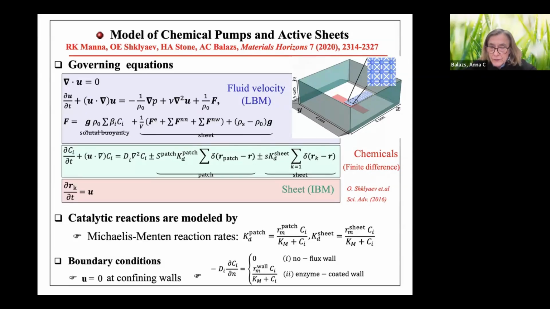So the other thing is the reactions. How do I model the chemical reactions? Well, I use the most primitive version of catalytic reaction. It's the Michaelis-Menten reaction rates. And those are very well known for catalytic reactions. So those are the ones I use.